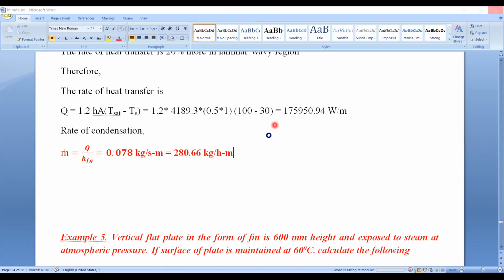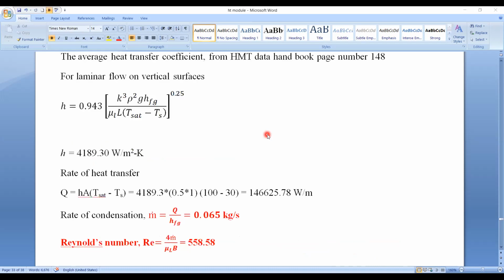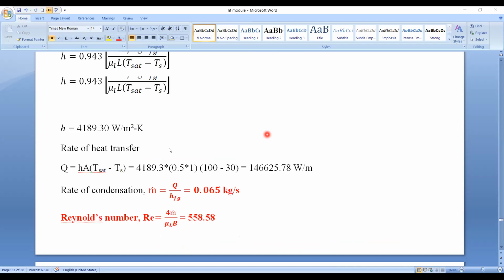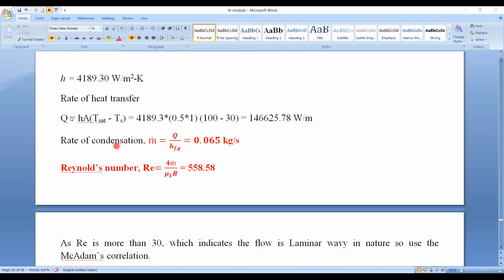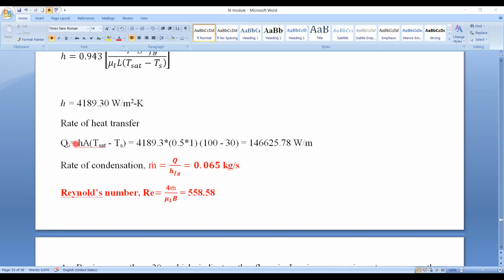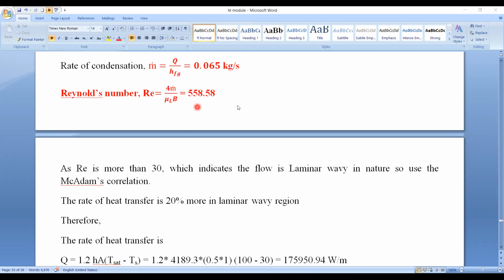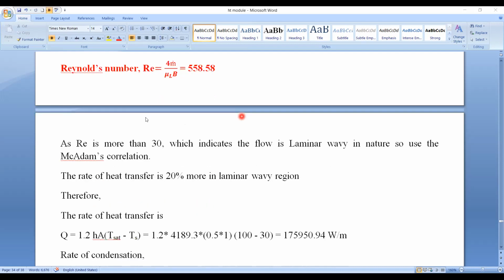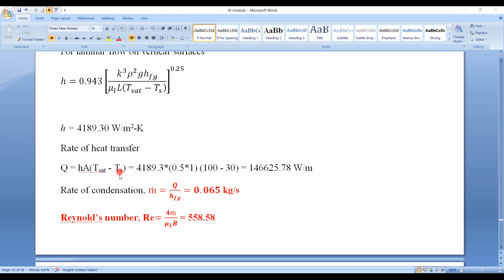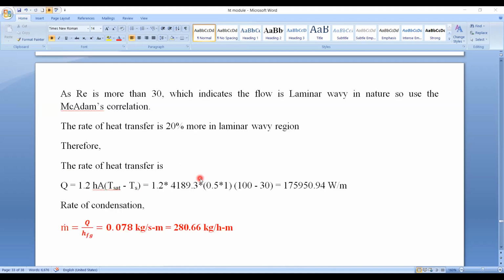Initially you can assume the McAdams correlation, because in 99% of cases you will get a Reynolds number more than 30. So at the beginning itself you can multiply this q with 1.2 and find the value of the Reynolds number. No need to do multiple steps. Just for understanding purposes, I have done two separate steps. In the examination, directly in this step you can multiply with 1.2 and then calculate the Reynolds number. You will get a Reynolds number more than 30 in 99% of cases. So instead of going through multiple steps, you can multiply with 1.2 here. I hope this is clear.